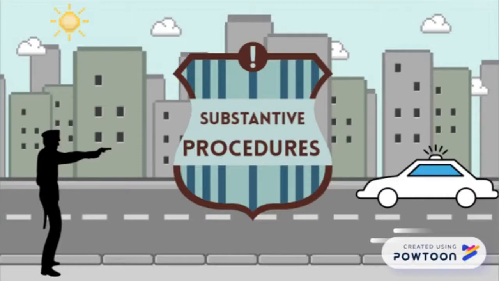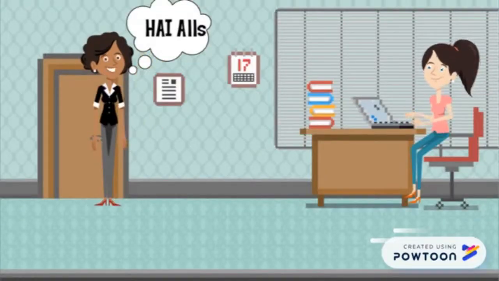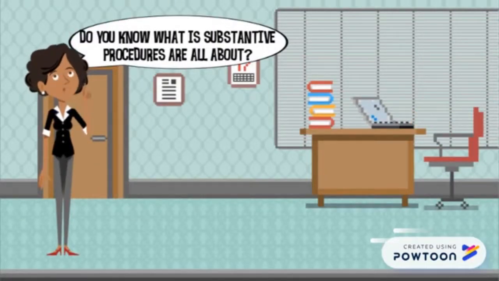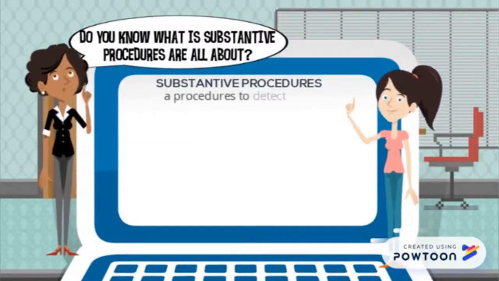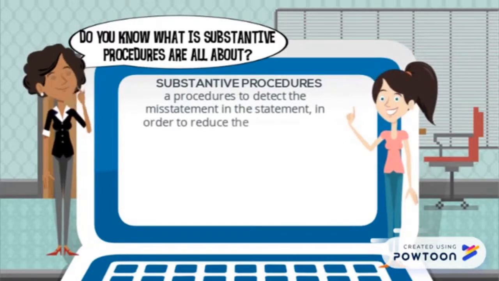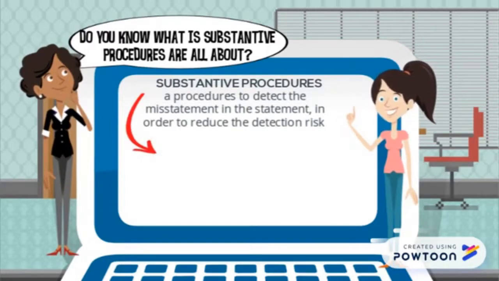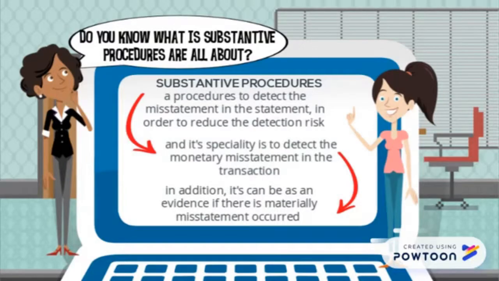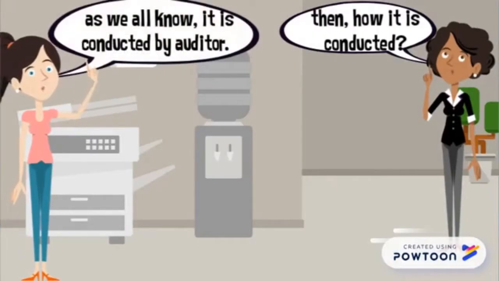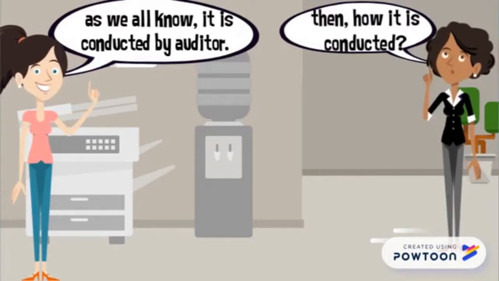Substantive procedures. Hi all. Do you know what substantive procedures are all about? Substantive procedures are procedures to detect misstatements in the statements, in order to reduce the detection risk. Its speciality is to detect monetary misstatements in transactions. In addition, it can serve as evidence if a material misstatement has occurred. As we all know, it is conducted by the auditor.